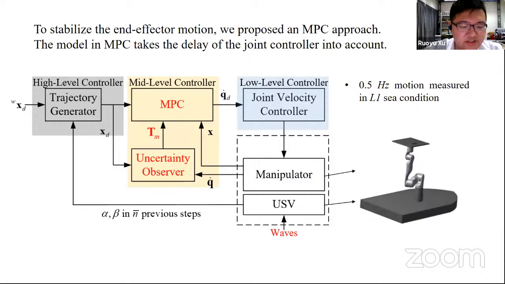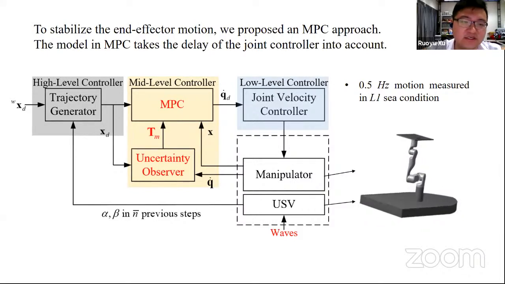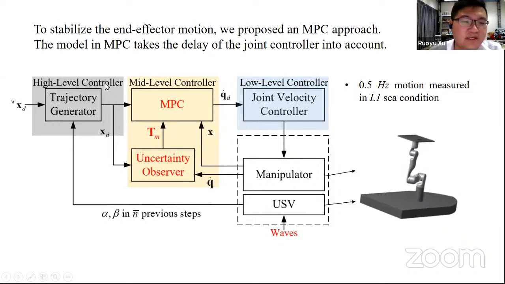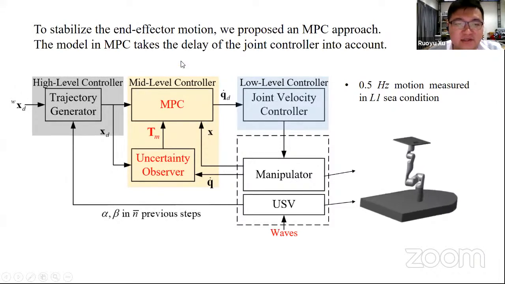Recently, more and more research shows that MPC has a good tracking performance. So to stabilize the end effector motion, we proposed an MPC controller. The control framework consists of 3 parts. In the gray box here, it's a high-level controller. The trajectory is generated here by the predicted USV motion. And the yellow box is the MPC controller.